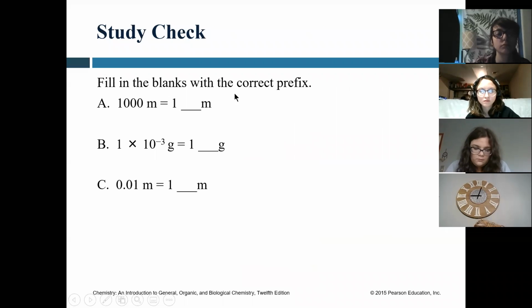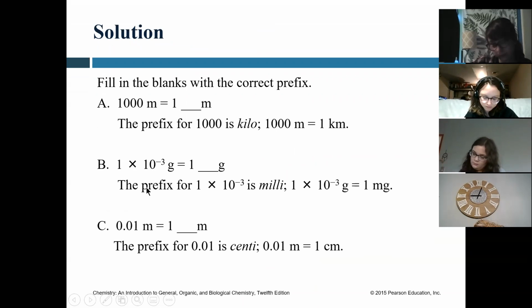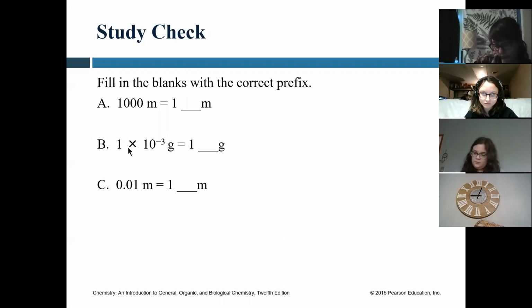All right, so fill in the blanks with the correct prefix. Okay, so go ahead and try this. So what is equivalent to 1,000? This is what is equivalent to 1,000th, and this is 100th. I'll give you just a minute for that. I just gave you all the answers. Give it a try.